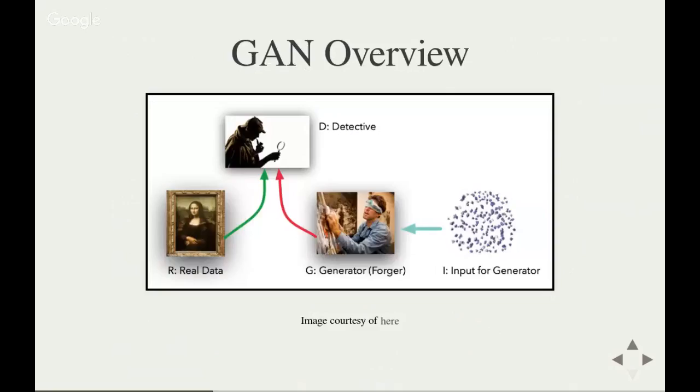So this is sort of the general GAN overview, the GAN setup. We have our generator, which is trying to produce something that comes from a distribution.